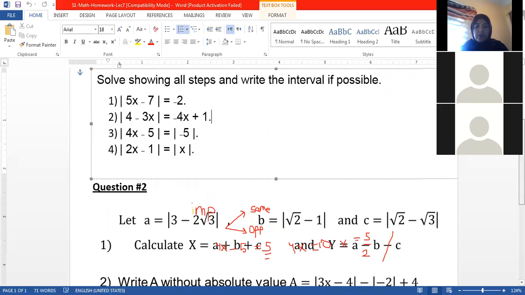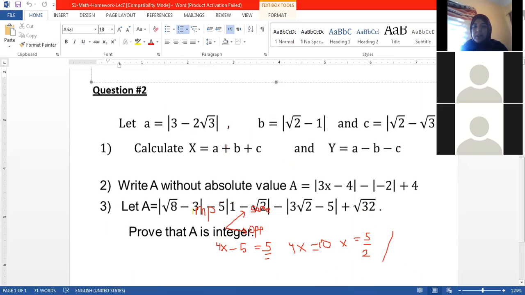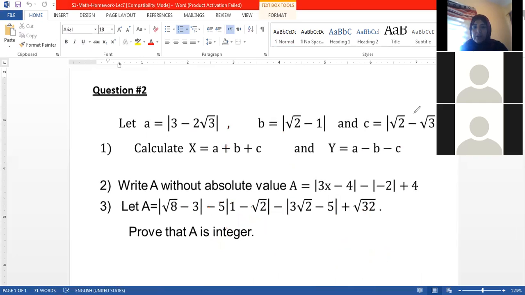So on the second question, let me clear the screen. Just a second. Clear. Okay, the second question, in this question we have A and we have B and C. In this question you have to pay attention: what's the condition I need to take inside the absolute? What do we need to check? If A is positive or negative.